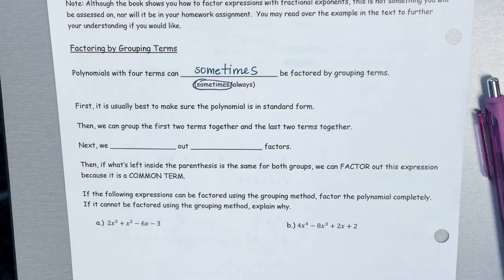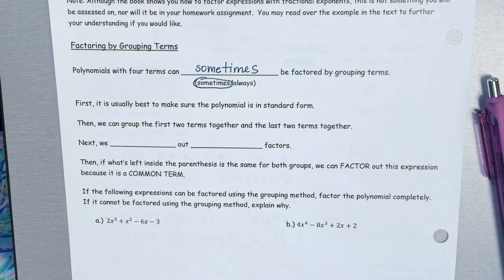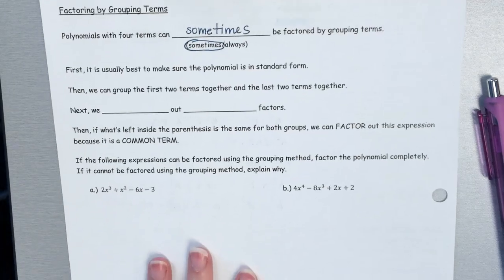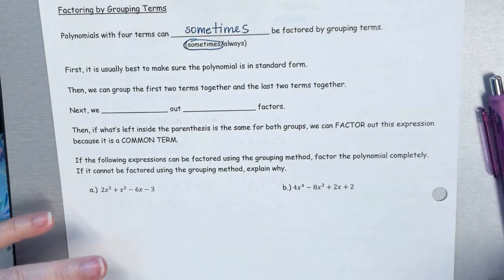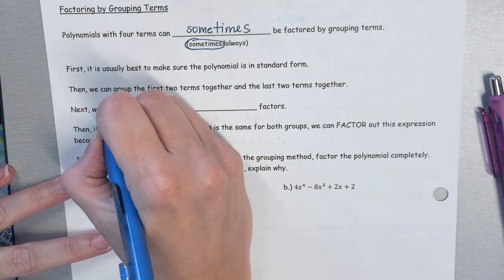When you are grouping, it's usually best to make sure it's in standard form. So you start with the highest exponent and work your way down, and then you can group the first 2 terms together and the last 2 terms together, and then you're going to factor out the common factors of the GCF.